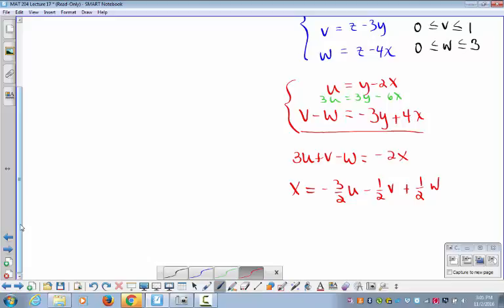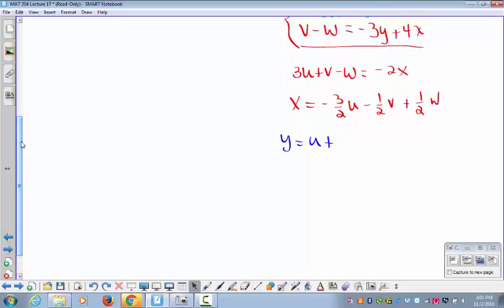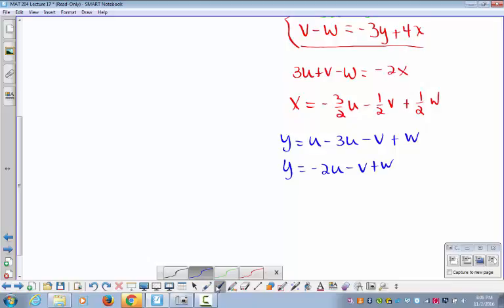Now we have to get y. And how do we get y? Plug it in, right? Back substitute it into that equation. So let's change colors. Let's solve it for y by putting y by itself. So y is going to be equal to u plus 2x. So we multiply that by 2, distributing the 2. And now we have y. So y is equal to negative 2u minus v plus w. All right, we're almost there. A little bit of college algebra.